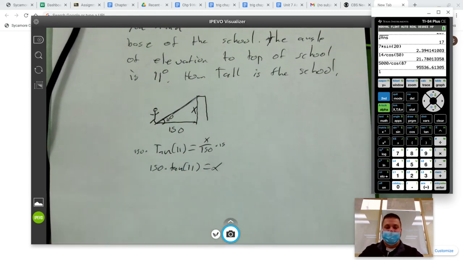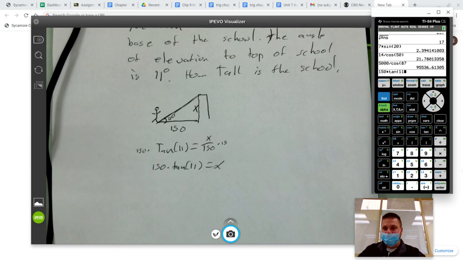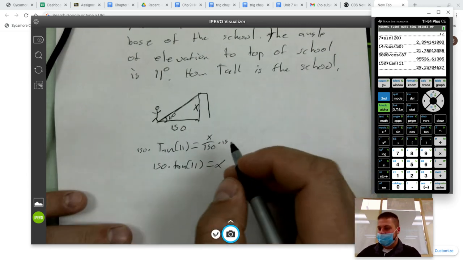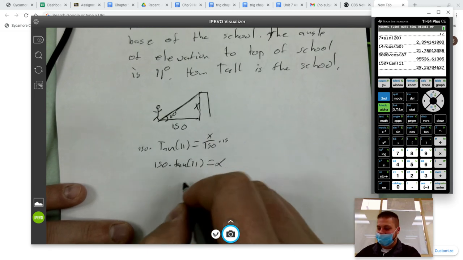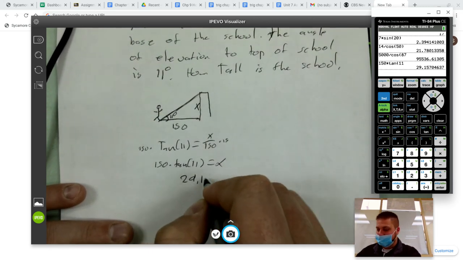Let's figure out what that is. 150 times the tangent of 11 degrees. In this case, the school would only be 29 feet tall, so that's not exactly realistic. 29.16 feet.